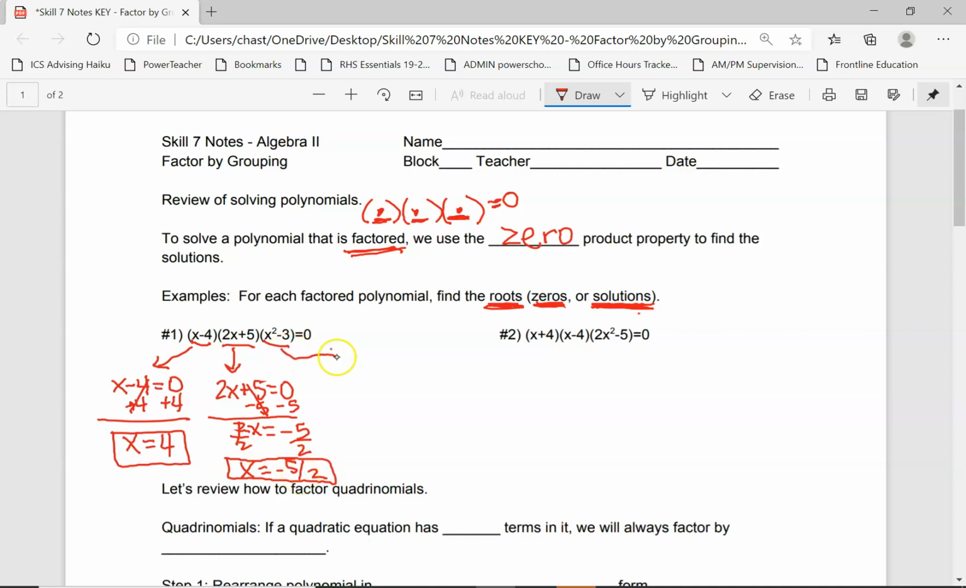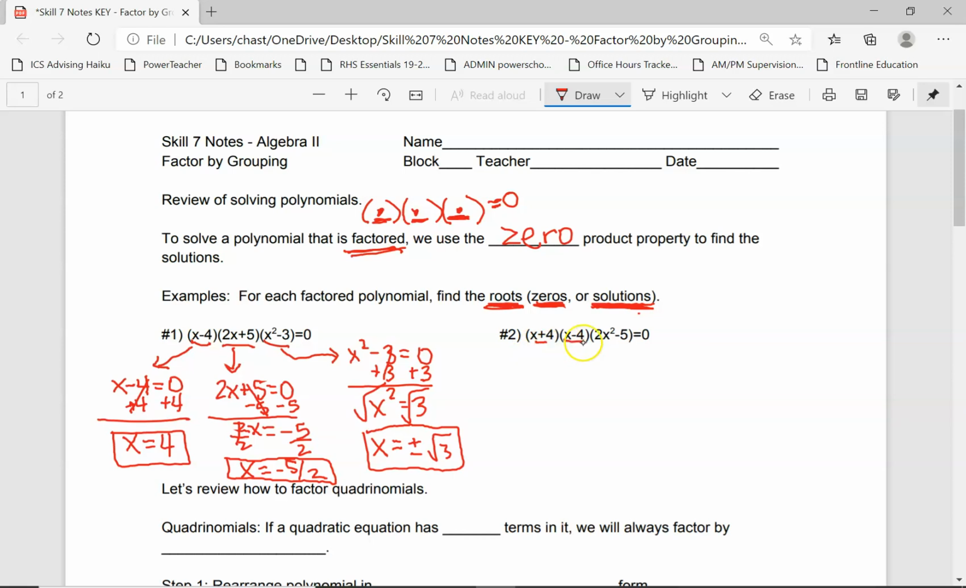The last one, we're going to solve by taking x squared minus 3 equals 0. We solve this first by adding 3 to both sides, and we get x squared equals 3. Well, keep in mind we don't want x squared, we want x. So we're going to take the square root of both sides, and we'd have x equals plus or minus square root of 3. So note both solutions are going to work here.